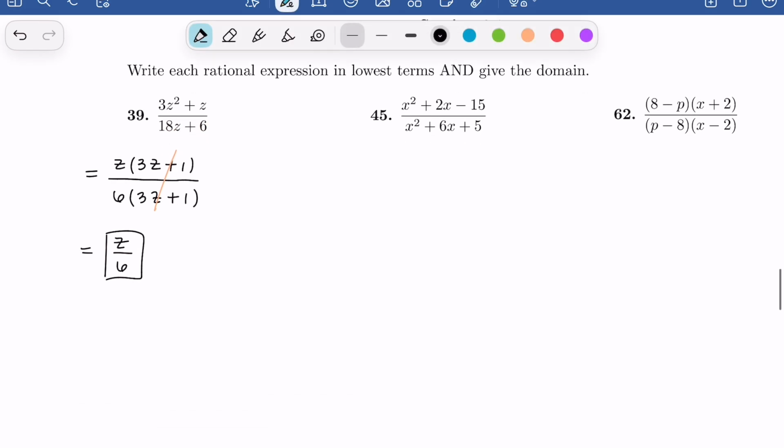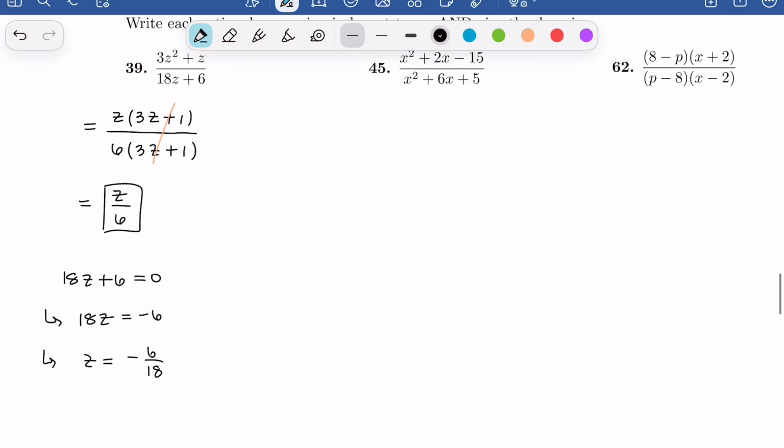0. So we're going to set our denominator equal to 0 and solve for z. I'm going to subtract 6 on both sides. So I'm going to get 18z is equal to -6, and then I'm going to divide by 18.